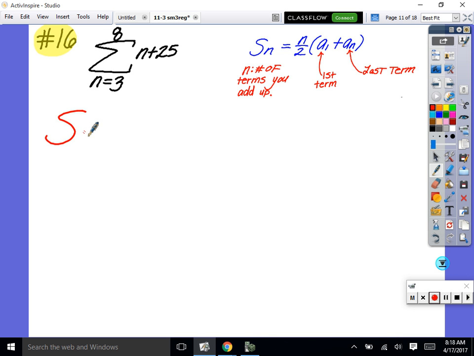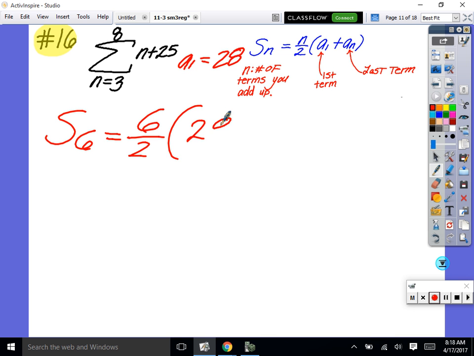We're adding 1. So the sum of 6 terms is equal to 6 divided by 2 times a sub 1, which means the first term, plugging in a 3, 28. So this will be 28 plus a sub n, which means the last term, plugging in 8. 25, 26, 27, 28, 29, 30, 31, 32, 33. So plus 33.